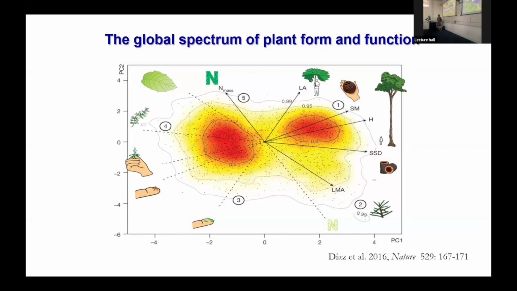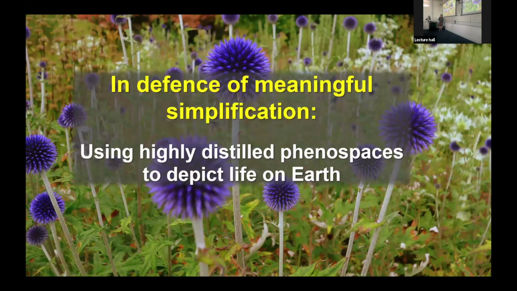So far, I have shown you that the global phenospace of vascular plants is very constrained, oligodimensional, and lumpy. But this doesn't seem to be only the case of plants. In the years that followed the publication of our paper, a number of colleagues embarked on a similar search for distilled, simplified phenospaces for other organisms.